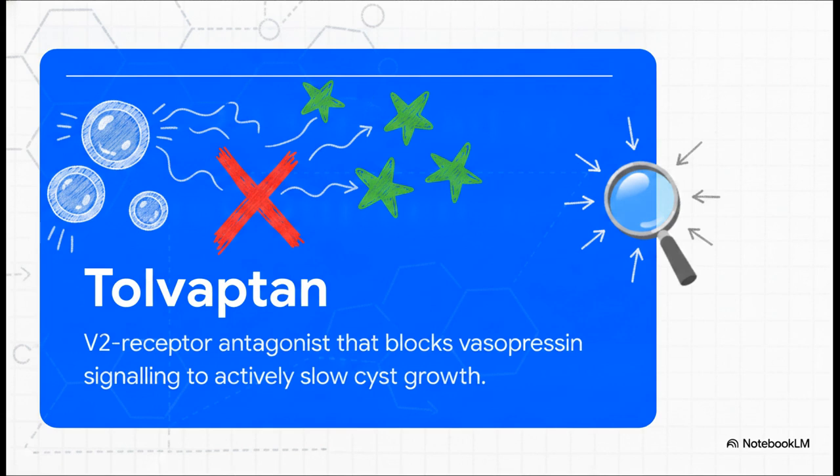Tolvaptan. Tolvaptan is a vasopressin V2 receptor antagonist. Remember earlier when we talked about how cysts actively enlarge? Well, vasopressin is a key signal that drives that fluid secretion and cyst growth. Tolvaptan steps right in and directly blocks that specific signaling pathway. It's now recommended for adults with an eGFR of at least 25 who are at risk of rapidly progressive disease. It's a real game changer.